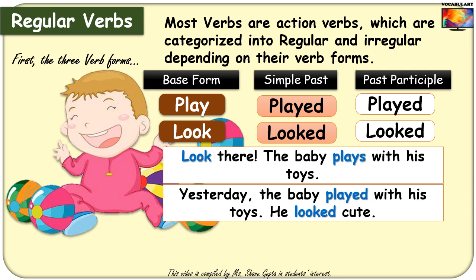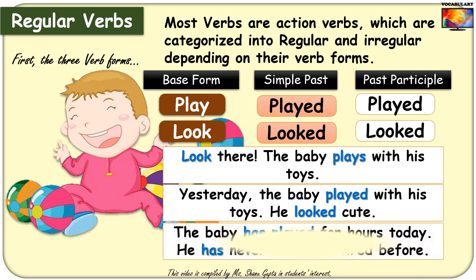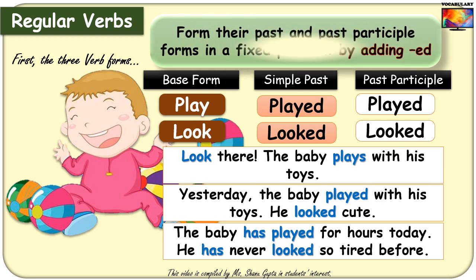The past participle form is used whenever we use the verb in conjunction with has or have or had, and also in passive voice sentences. So in this same context, we say, the baby has played for hours today. Probably that's why he has never looked so tired before. Now, these two verbs, play and look, are regular verbs. It's simple to remember. All regular verbs form their past and past participle forms in a fixed pattern by adding ed.